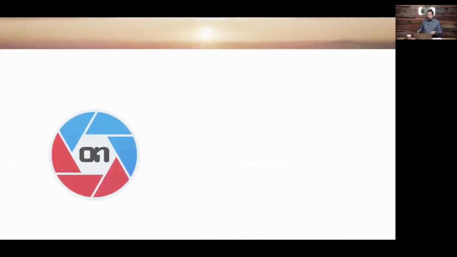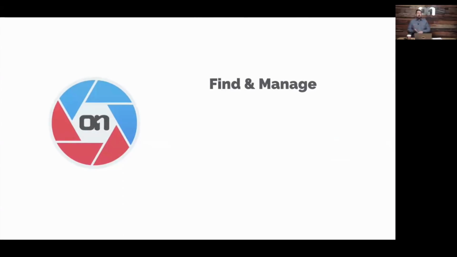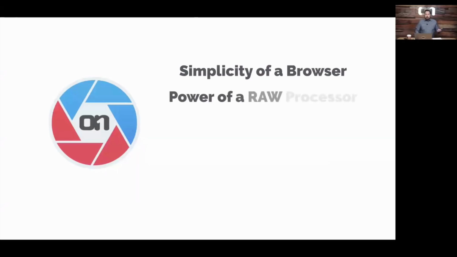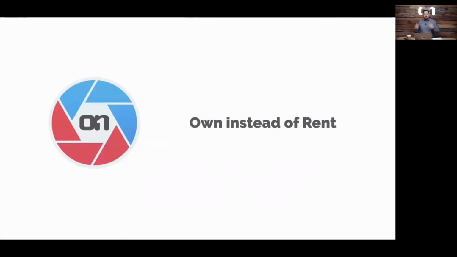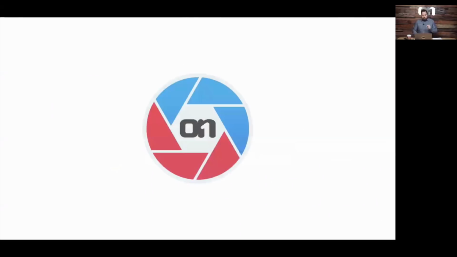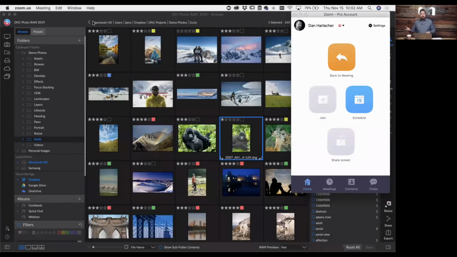So Photo RAW is going to help you to find and manage your photos. It's going to let you edit them. It's going to let you enhance them and share and print them all within the same application. It's really a whole new workflow for folks. And it does that by having the simplicity of a browser, the power of a RAW processor, the professional effects engine, all in a new layered and non-destructive workflow that you can own instead of rent. Now, let's jump in. I'm going to show you some of the new stuff in Photo RAW.